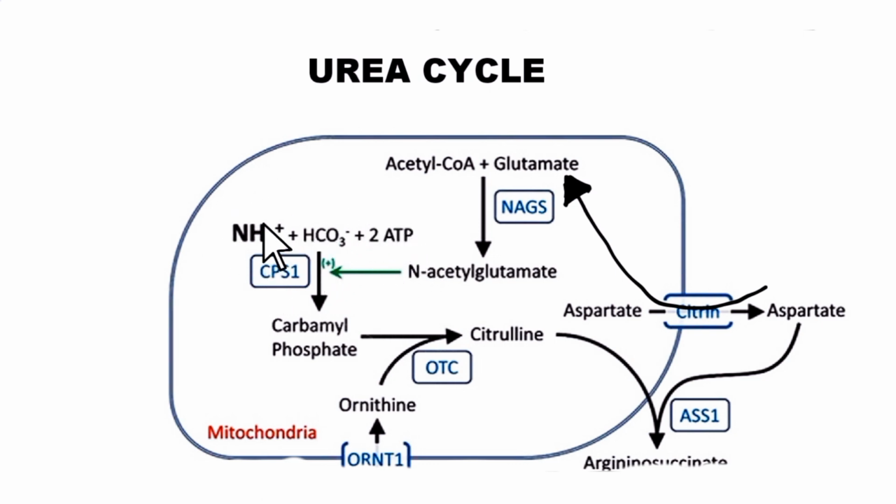What you should know is that this ammonium is coming from amino acid metabolism. When you are breaking down amino acids through deamination, we are going to produce ammonia, and ammonia is going to be converted to ammonium. You should understand the difference between ammonia and ammonium. This is ammonium, coming from ammonia, and ammonia is coming from deamination of amino acids.